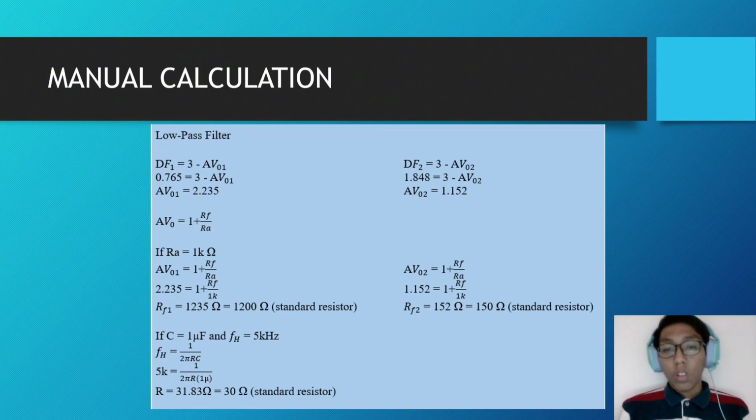For AV2, 1.152 equal to 1 plus RF per 1K. So we get RF2 152 ohm. The closest resistor is 150 ohm. So if C is 1 micro and FH is 5 kHz, then 5 kHz equal to 1 per 2 pi R multiplied by 1 micro. So we get the resistor 31.83 ohm. The standard resistor is 30 ohm.